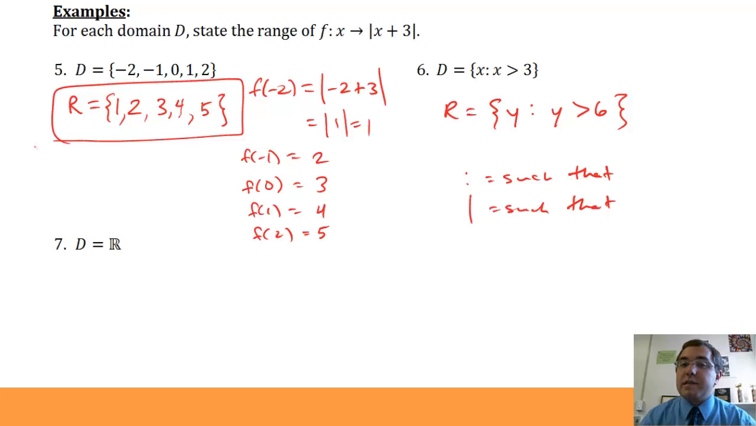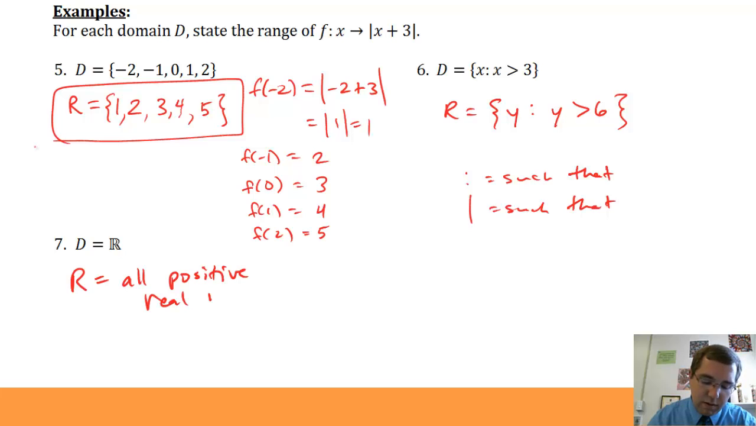Can I get anything less than 0? No, because absolute value will always be positive. So it turns out my range is all positive real numbers. A simpler way to write that is to use the symbol for real numbers and then put a plus sign as sort of an exponent, but it's just notation. R plus, all positive real numbers, and 0.